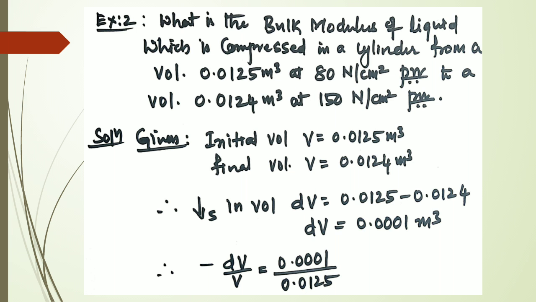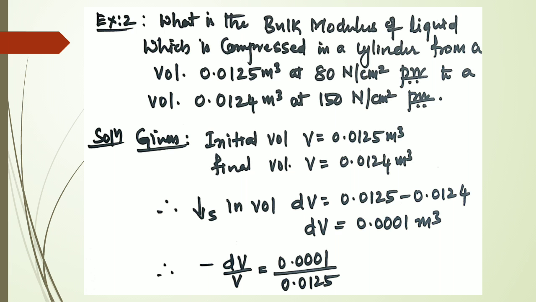Now one more problem on bulk modulus. What is the bulk modulus of a liquid which is compressed in a cylinder from a volume 0.0125 meter cube at 80 Newton per centimeter square to a volume 0.0124 meter cube at 150 Newton per centimeter square? Well, so what is the bulk modulus K? Again we need to find it for the liquid which is compressed in a cylinder.